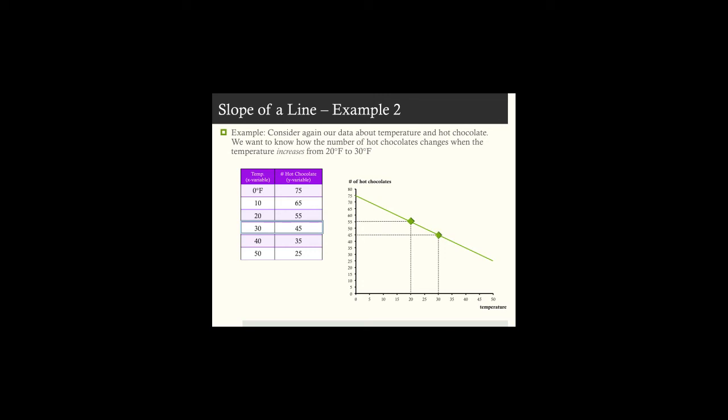Again, the slope is equal to the change in y divided by the change in x. Our change in x is going to be 30 minus 20, which is equal to 10. And our change in y is going to be 45 minus 55, which is equal to negative 10. So our slope is equal to negative 10 divided by 10, which is equal to negative 1.